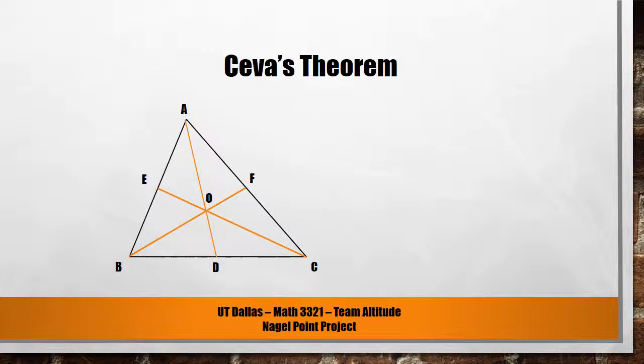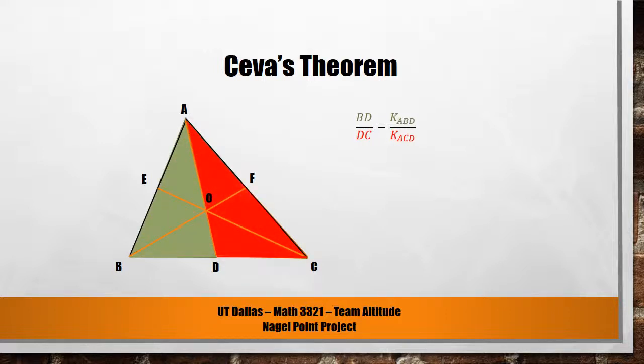Let's go back to the original diagram here. As I proved in the previous slide, BD divided by DC equals the area of ABD divided by the area of ACD. But they also equal the area of OBD divided by the area of OCD, because those two triangles are proportional in base with the same height.